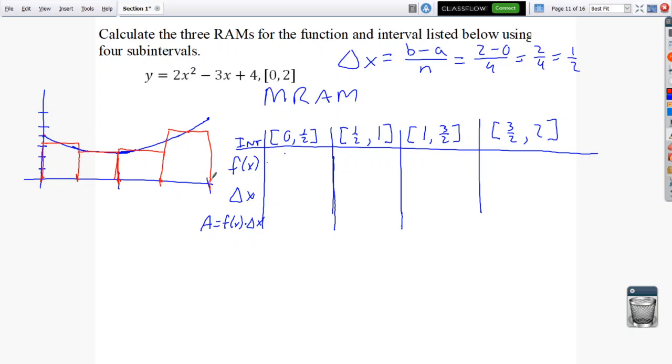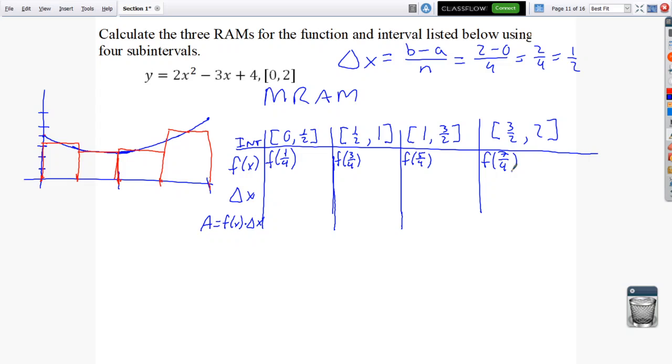I don't like using the picture because it's not very accurate. Instead, I like to go over here and clearly articulate what's halfway between 0 and 1/2. If you don't know that, whoopsies, certainly not 1/2. All you have to do to find the midpoint, add these two together and divide by 2. So we're gonna find f of 1/4, f of 3/4, f of 5/4, and f of 7/4.